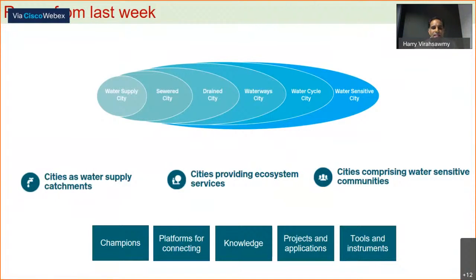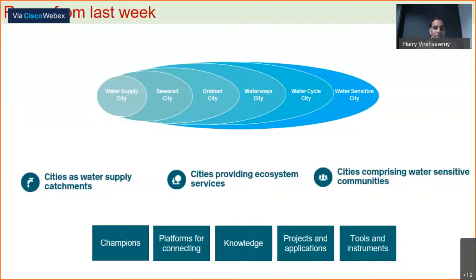This is my final slide. The journey of Melbourne over the last 20 to 40 years has been very much in those last three states, the transition states, moving from a waterway city to a water cycle city. And now we're very much entering that water-sensitive city phase. A couple of things we've learned on the journey were that those three principles on your screen are very critical for a city looking to transition to a water-sensitive city. The first is cities operating as a water supply catchment, the second is cities providing ecosystem services, and the third is cities comprising water-sensitive communities. I hope through the case studies today, you will be able to see how those principles have been applied to the numerous case studies in Australia.